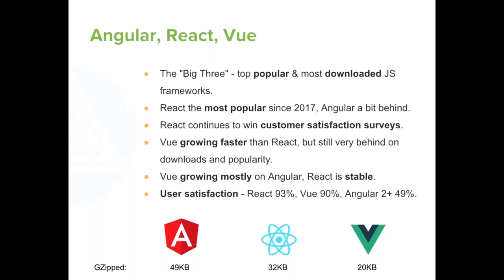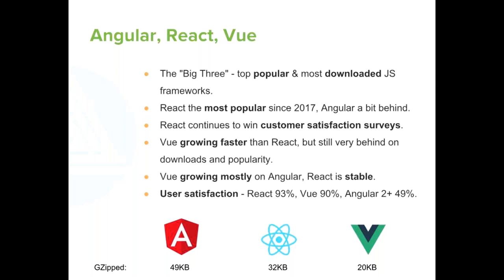React has been the most popular framework for UI since 2017. Before that it was Angular. Right now, Angular is a bit behind, and that's because React just continues to win on customer satisfaction, which you can see in the last point. In the case of React it's 93%, in the case of Vue it's 90%, and Angular 2 is just 49%, which is far behind the other competitors.